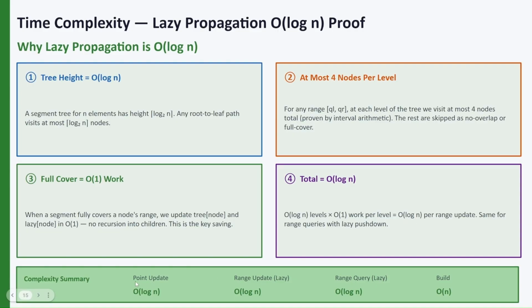The complexity table here summarizes the complexity of each operation, where point update takes log n time and range update with lazy propagation also takes log n time. Same with range query. That covers the point update and the range update using lazy propagation.